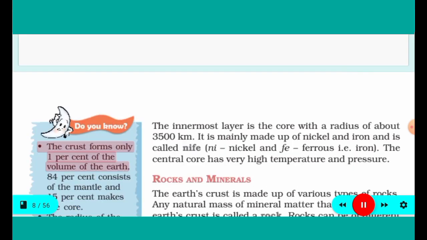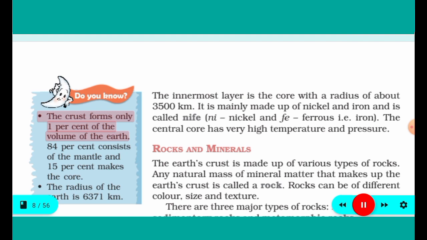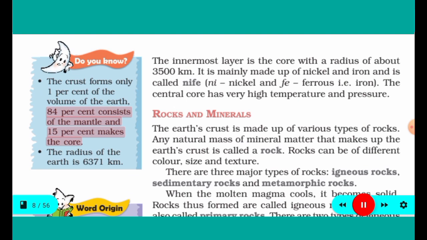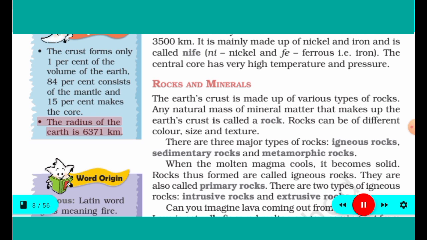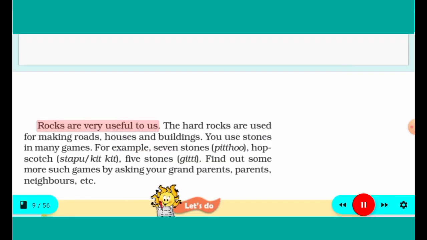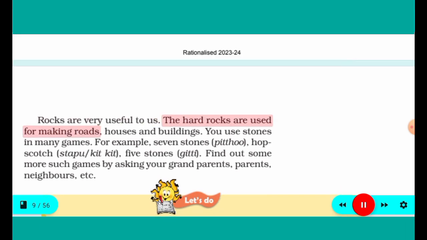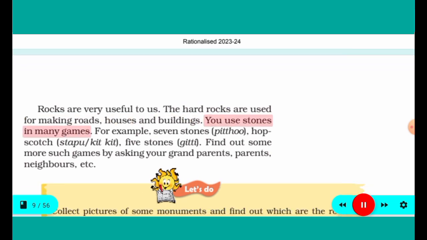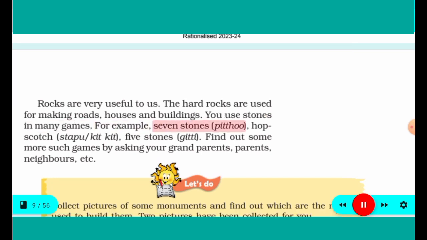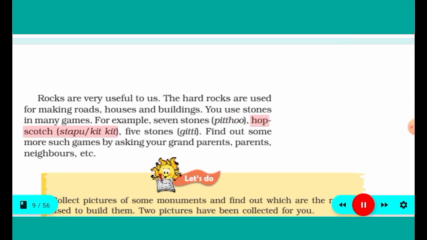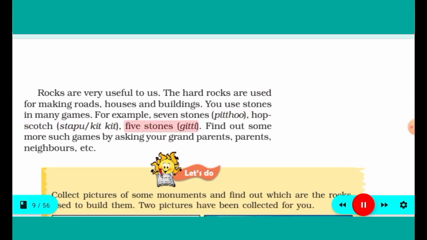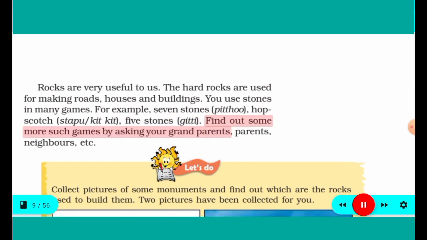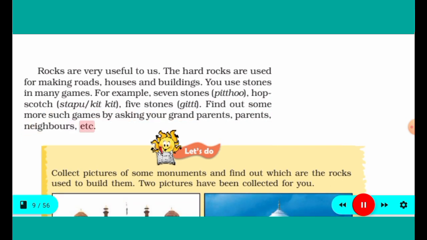Do you know? The crust forms only 1% of the volume of the Earth. 84% consists of the mantle and 15% makes the core. The radius of the Earth is 6,371 kilometers. Rocks are very useful to us. The hard rocks are used for making roads, houses and buildings. You use stones in many games. For example, 7 stones, pithu. Hopscotch, stapu, kit-kit. 5 stones, gitti. Find out some more such games by asking your grandparents, parents, neighbors, etc.